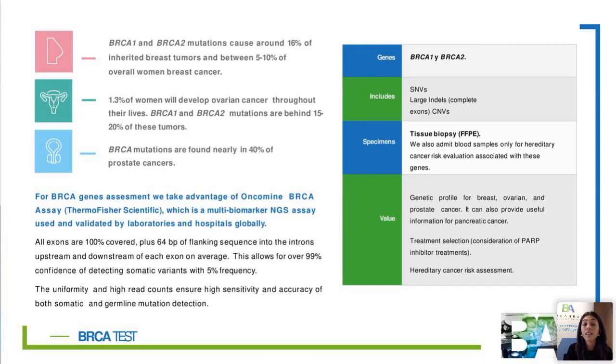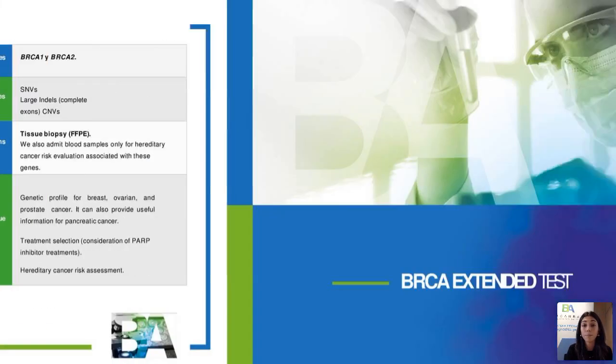The value of the test is for sure knowing the mutational state of these two genes that has been clearly related to many different types of cancers, as the ones that I mentioned before. But also knowing if the patient is a carrier of a BRCA1 or BRCA2 mutation is of high value for treatment selection. This is because it has been shown that these patients are considered for PARP inhibitor treatment as a maintenance therapy, and they respond pretty well to that.